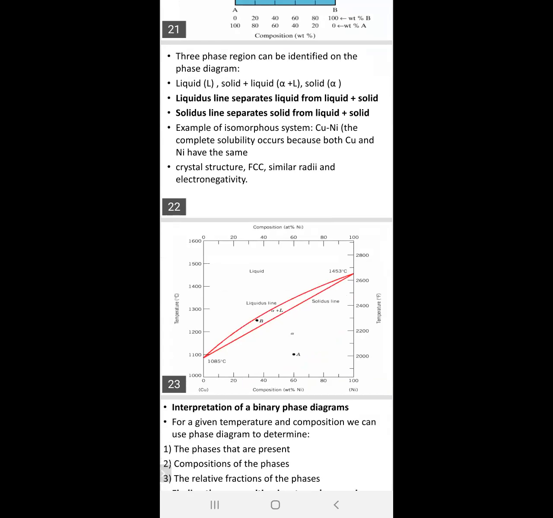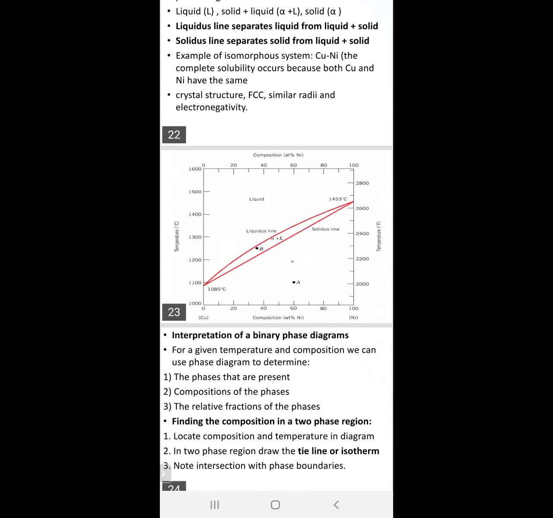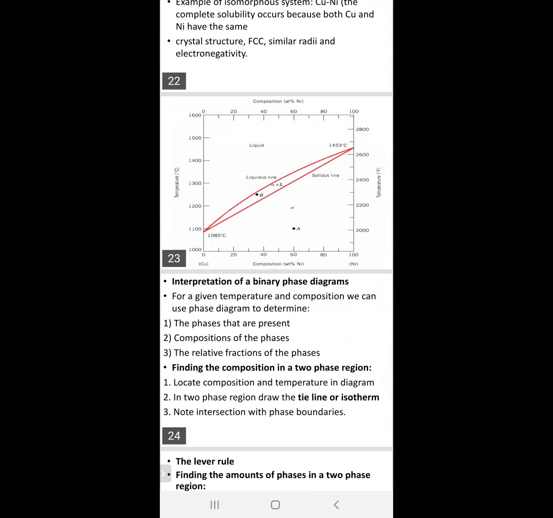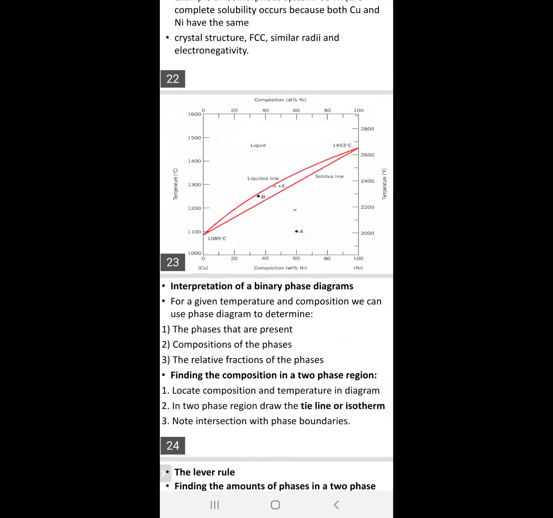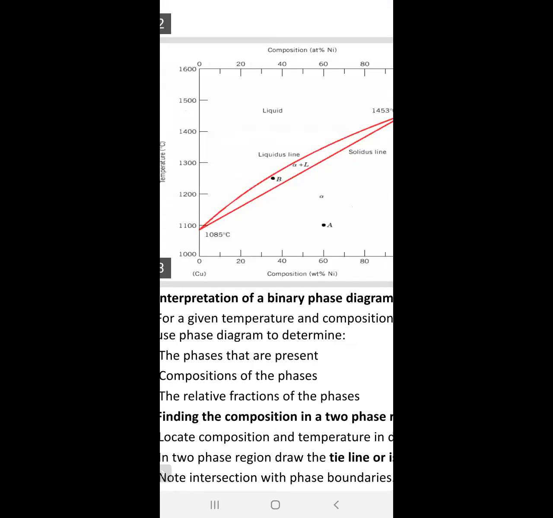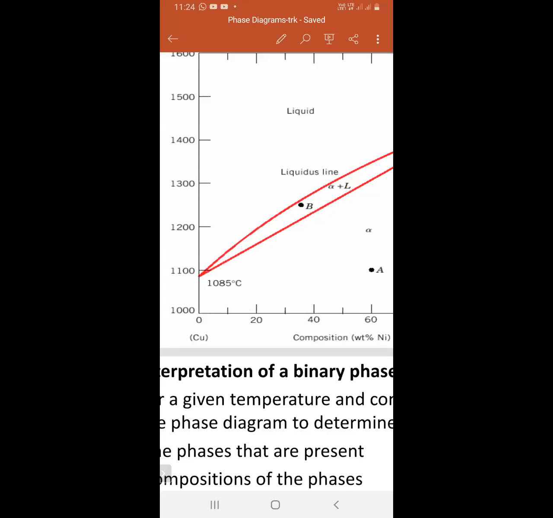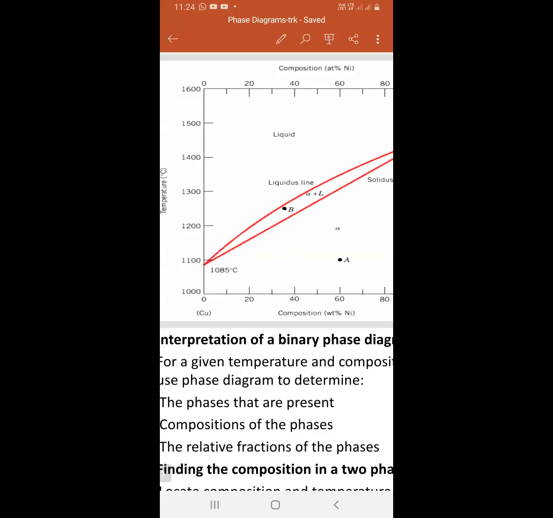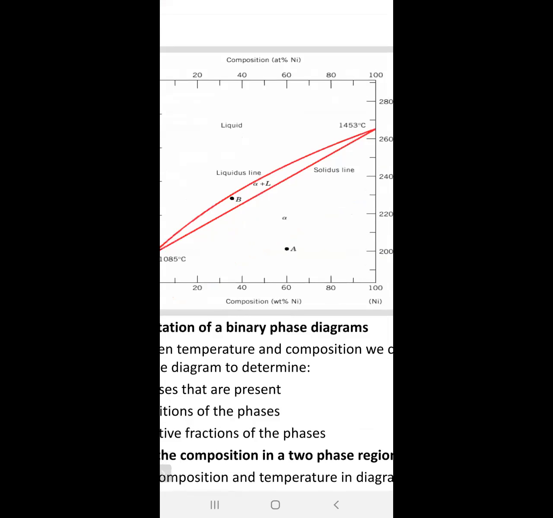The crystal structure is FCC. Here they have similar radius and electronegativity also. See, this is the copper-nickel phase diagram. Here copper is pure, that is 100%. Here nickel is 100%. Okay? What is the copper melting point temperature? 1085. Yes. Here the nickel melting point temperature is 1453.